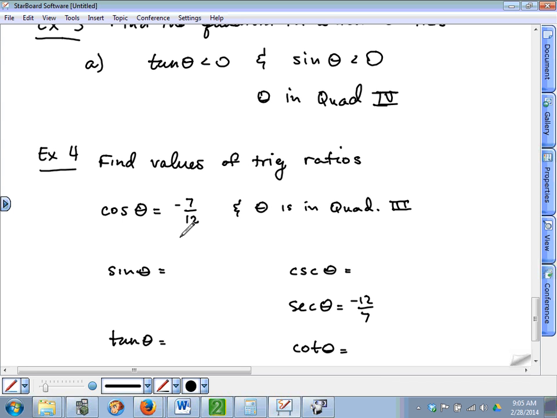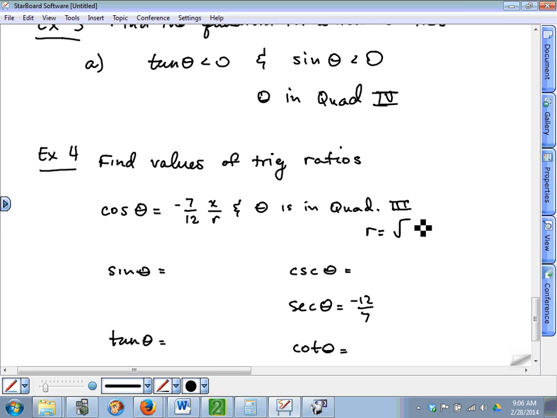Now we're going to make use of these new definitions. Instead of doing opposite and hypotenuse and adjacent and hypotenuse, this is an x value, and that's an r value. How do I know that? That's the definition of cosine. Cosine is x over r. So if we know x and we know r, what do we need to find to fill in the rest of this? We need to find y.